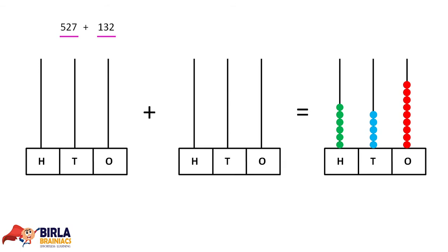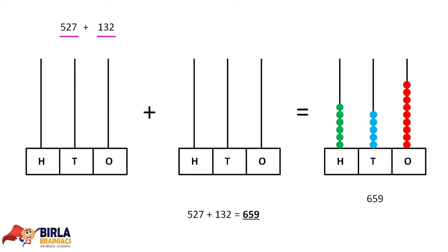Now, this last abacus stand gives us the answer of this addition. If you carefully see, there are 9 beads in the ones rod, 5 beads in the tens rod, and 6 beads in the hundreds rod. So the answer is going to be 659. So let us write the final answer. 527 plus 132 gives us 659.